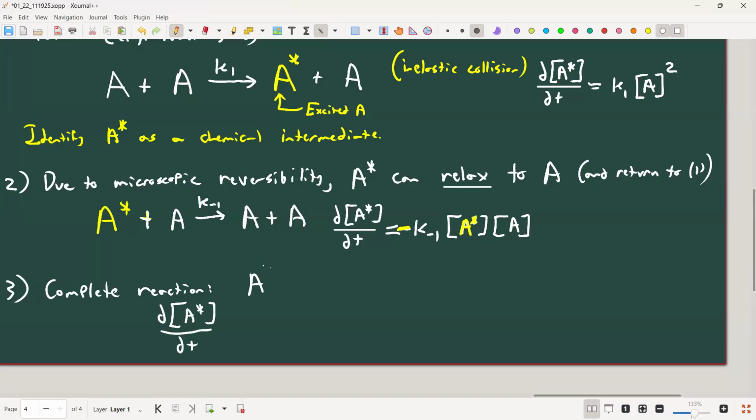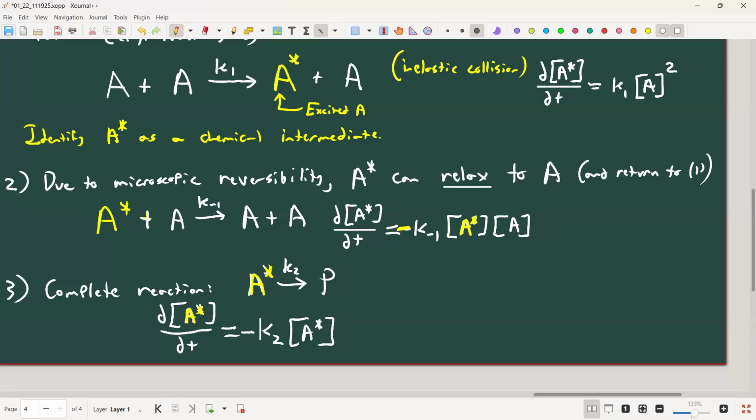This is A star to P. And that's going to be equal to some new rate constant, K2, times the concentration of A star. Minus, because we're losing it. Okay. So what have we done?